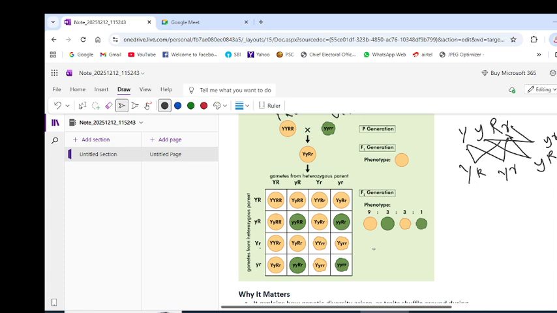So in this combination you can see 9 plants were yellow round and 3 plants were, you can see these 3 plants were green round, and again you can see these plants.